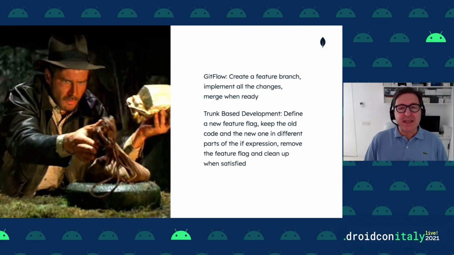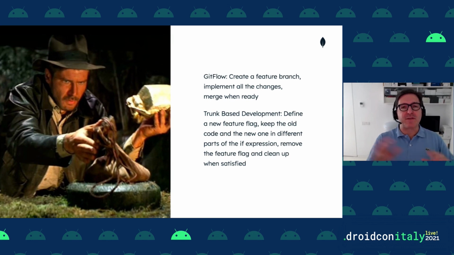So basically, if you're using Git flow, you create a feature branch, and implement the changes, and you merge them when everything is ready. But if you want to be agile, probably a better method is to use trunk-based development and create a feature flag. I gave a full talk about feature flags at the Droidcon London, and I have code, I like coding for that, which I couldn't fit in here, sorry.